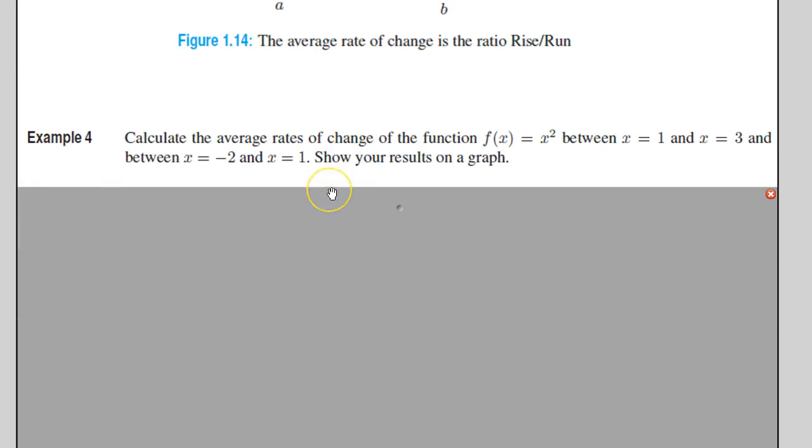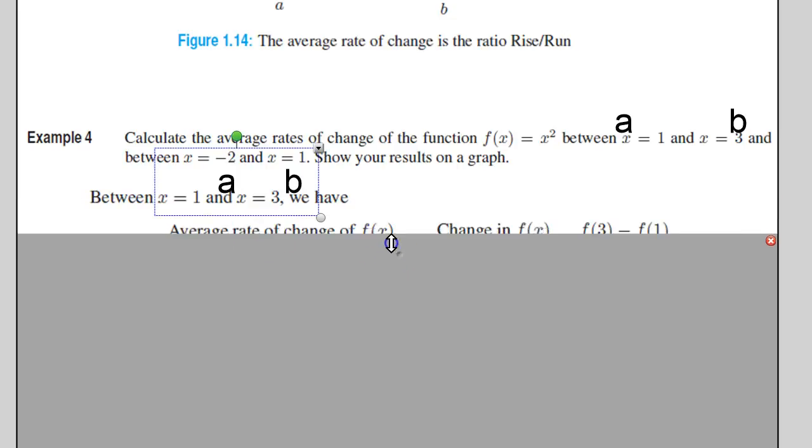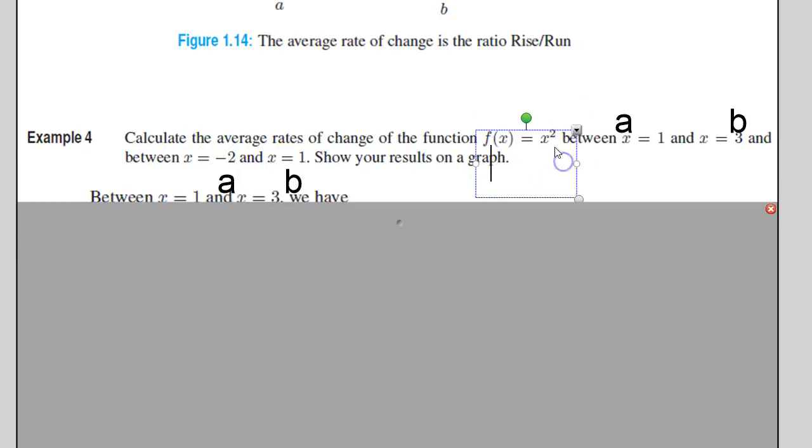Example 4, calculate the average rate of change of the function between x equals 1 and x equals 3. So that's going to be literally my A and my B. So my A is going to be 1 and my B is going to be 3. And then they say do the same thing when x is -2. So this is going to be my A, and x is 1. That's going to be my B. Okay? And as you can see here, this is not a straight line function. This is a curve function.